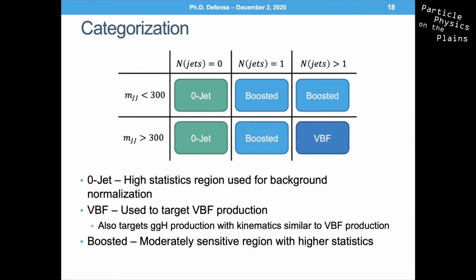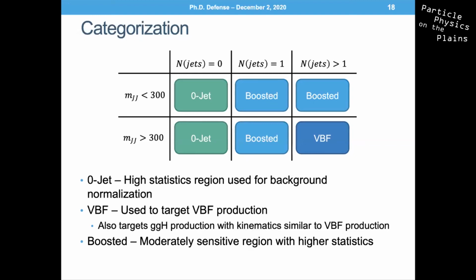So to improve our sensitivity, what we do is we categorize events into 3 separate categories. First, we've got the 0 jet category. This is events where there are 0 jets present. So this has a very low amount of signal in it, but it's a very high statistics region. So when we do the fit, this really constrains our background normalization. On the other hand, we've got the VBF category here in the bottom right, where you've got 2 or more jets and high dijet mass.